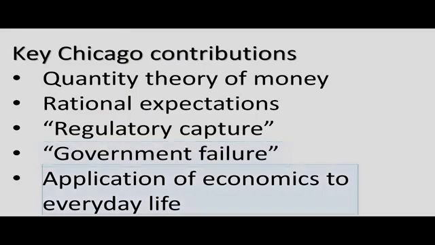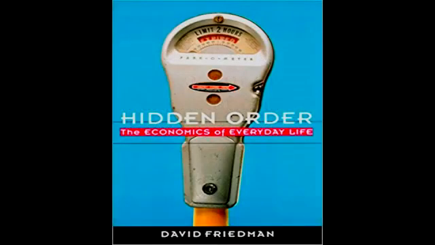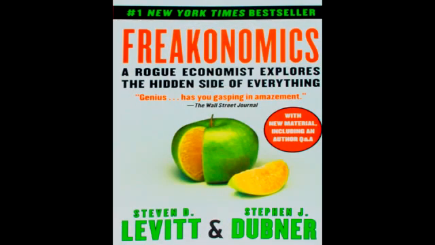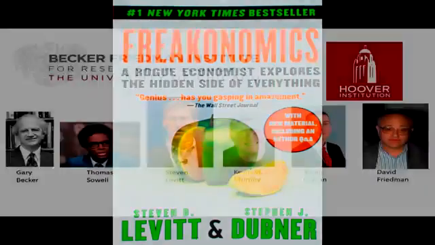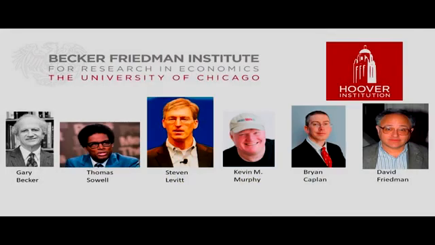Finally, one of the Chicago School's most lasting contributions is how they were able to turn the tools of economics to focus on topics other than trade or money. Popular examples include Hidden Order by David Friedman or Freakonomics by Stephen Levitt and Stephen Dubner. The Chicago School has strongholds in, where else but the University of Chicago, but also at think tanks such as the Hoover Institution at Stanford.